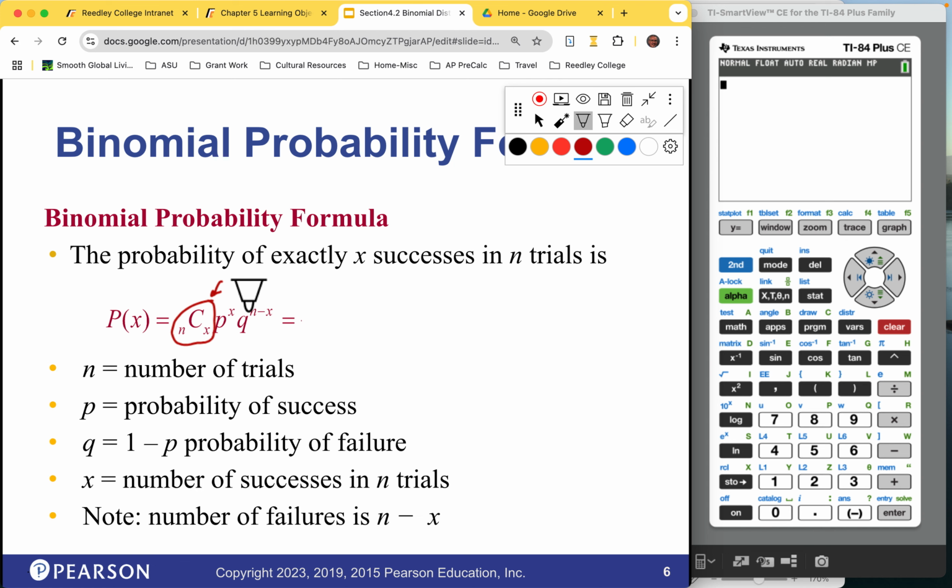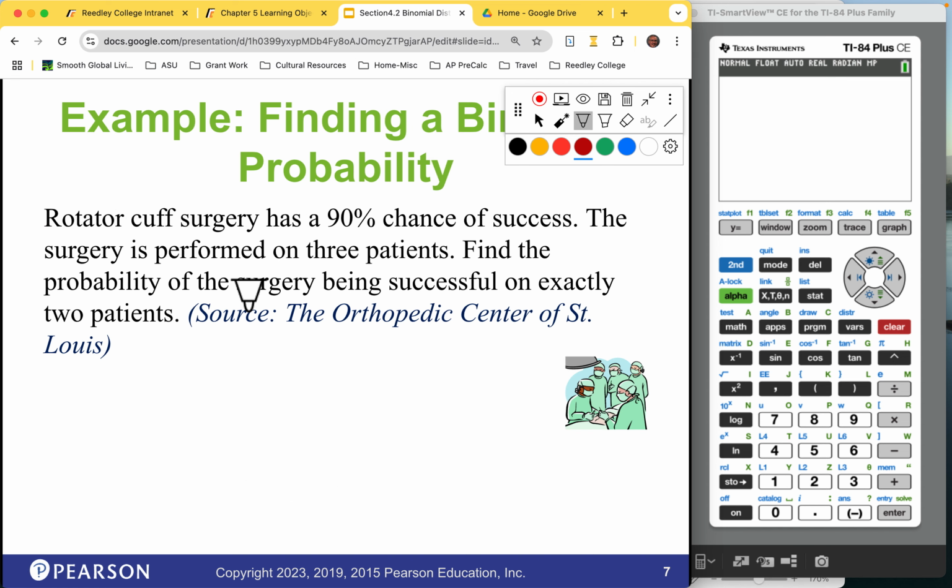Again, n is the number of trials, p the probability of success, q the probability of failure, and so forth. So let's take a look at this one. And I think on this one, I'm actually going to show you how we can calculate it.